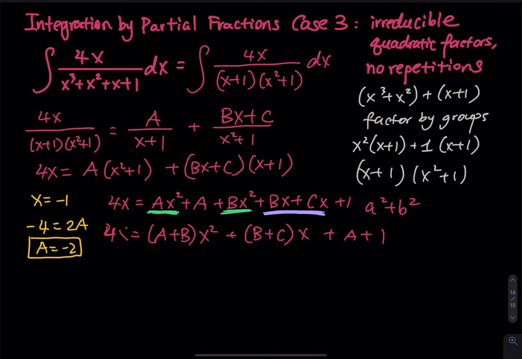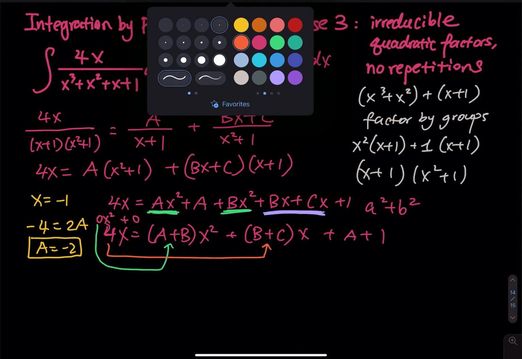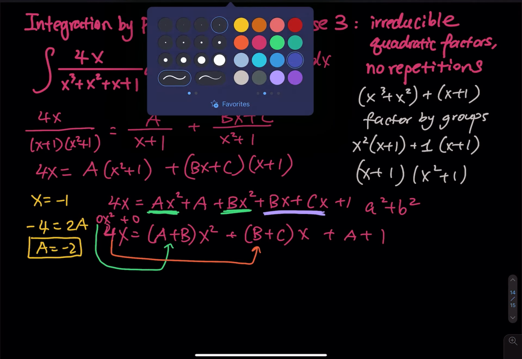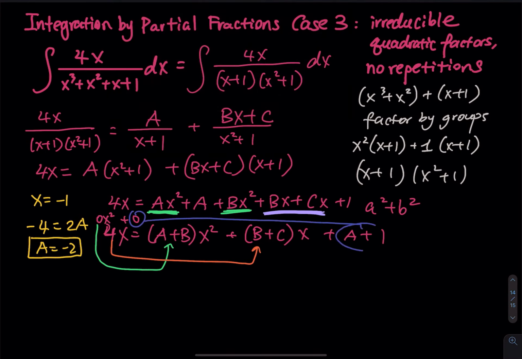4x, so this is a 4x. There is no x squared on the other side, so we do a 0x squared plus 4x plus 0. The 0 will match to a plus b, the 4 will match to b plus c, and the 0 will match to a plus c.